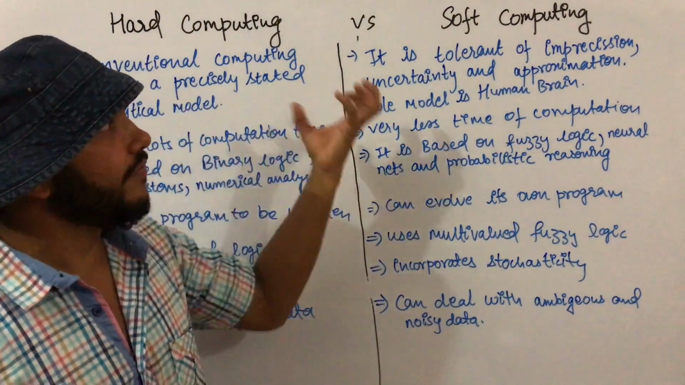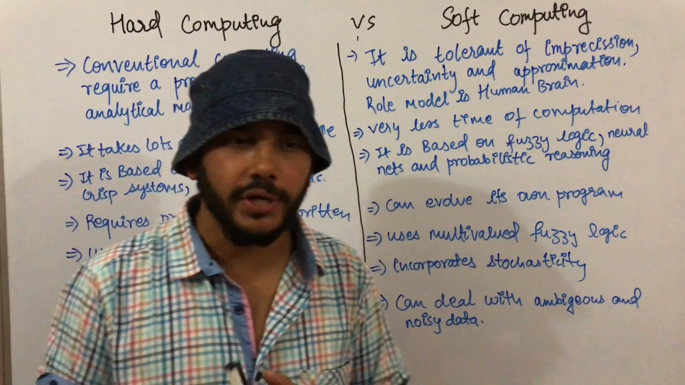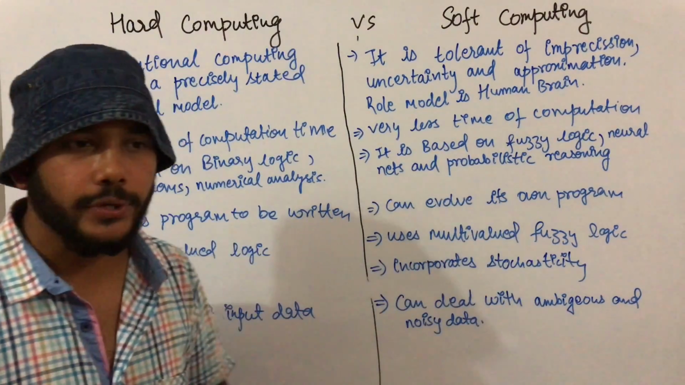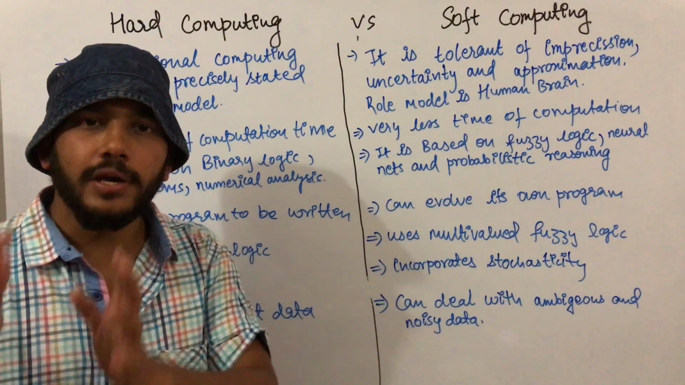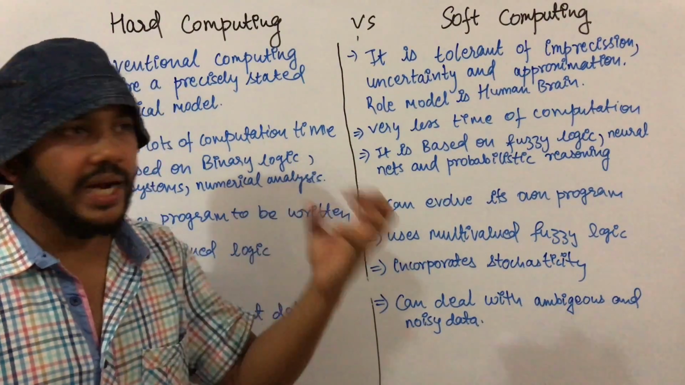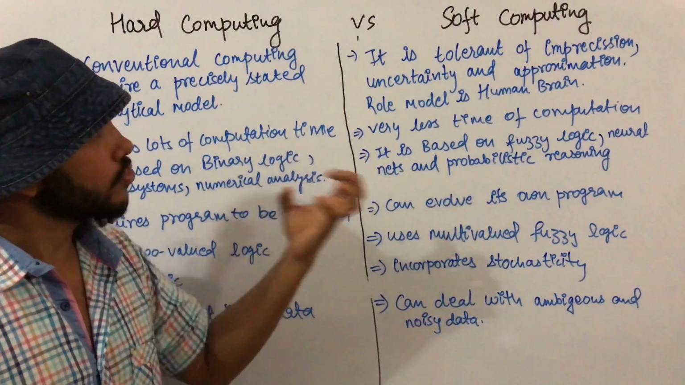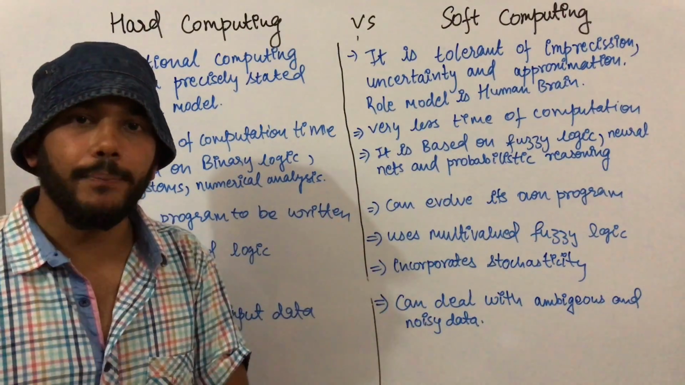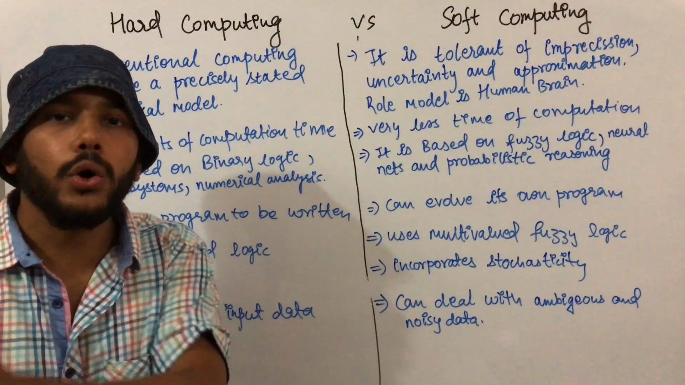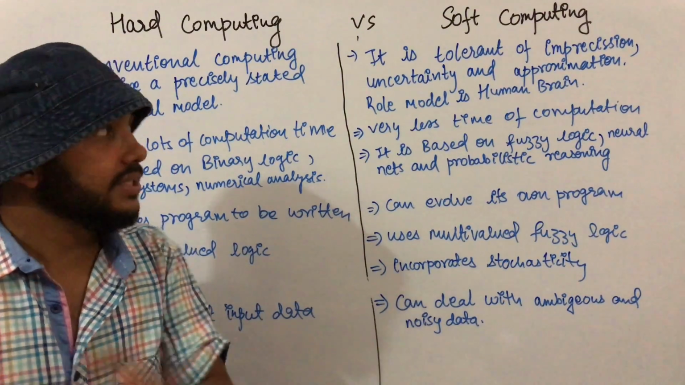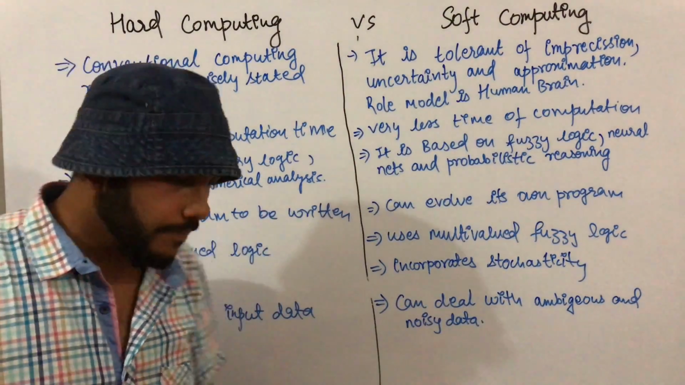Before we begin with the difference between hard computing and soft computing, let's know what is hard computing. Hard computing is when you make a program to solve some particular problem. Soft computing is when you make a program that learns on its own, or that automates how to solve a problem.